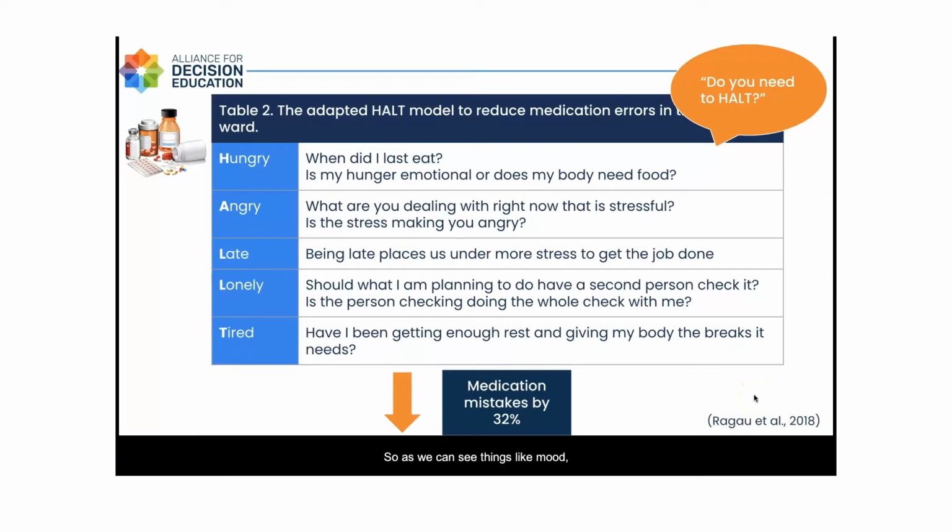So as we can see, things like mood, emotional and physical needs, and personal preferences can influence the way we make decisions. As we become more skilled decision makers, it's important to understand this and develop strategies for managing ourselves and our needs before making a high impact decision or complex decision.